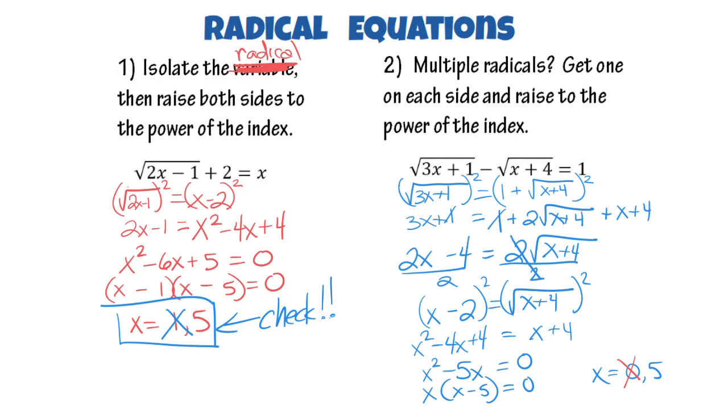If I put in a 5, that's 15 plus 1, so there's a 16. Square root of 16 is 4. Put in 5 here, I end up with the square root of 9, that's a 3. And 4 minus 3 is equal to 1. So the 5 works good. I've got a solution. Okay, so there's a couple examples with radicals. Let's move on.